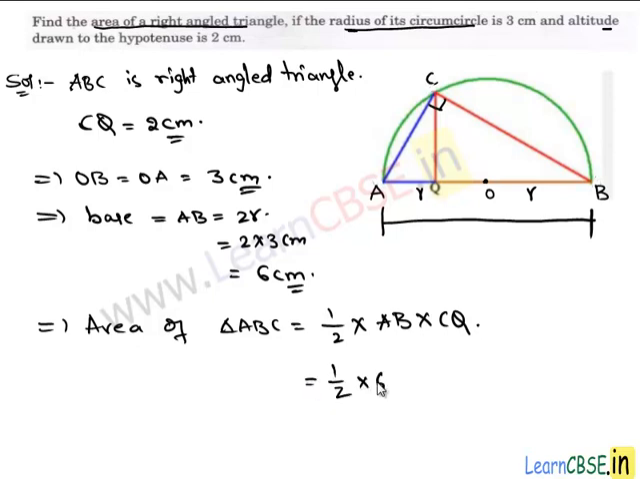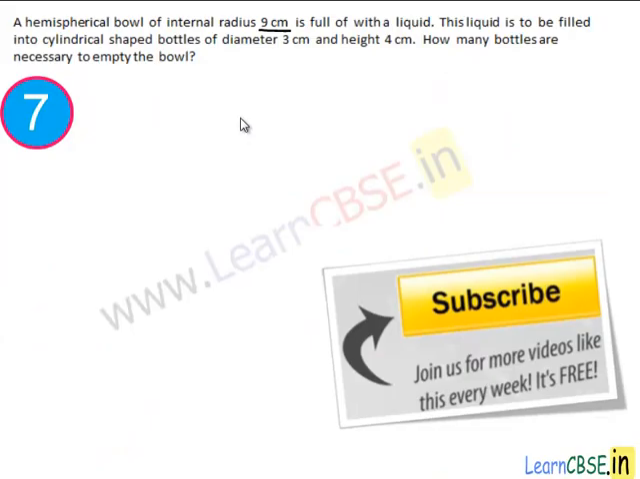By substituting the values, we have half of 6 times 2, and here numerator 2 and denominator 2 cancelled out. So we have area is 6 square centimeters or 6 centimeters square. This completes our problem. Let's move to the next question.